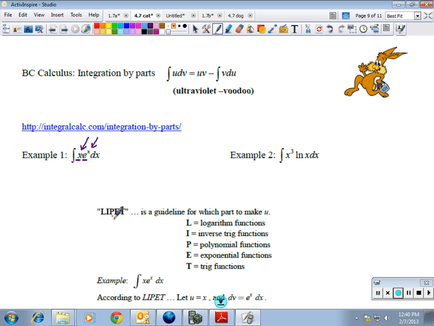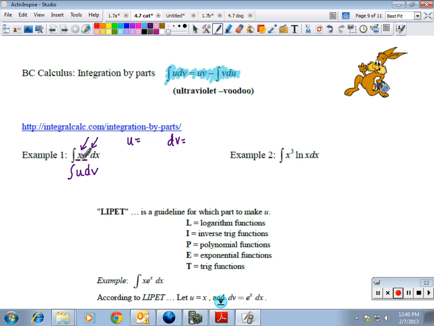So we use LIPET, which is just a handy little way to remember what to let be u, because we're going to be using the formula, the integral of u dv equals uv minus the integral of v du. And to remember that, we're going to say ultraviolet minus voodoo. That's just a stupid way to remember uv minus the integral of v du. So we start out and we let something be u and we let something be dv, because it's the integral of u dv. And to decide what we want to be u, if we have a log, we let that be our u. If we don't have a log, then we let our inverse trig be our u. If we don't have an inverse trig, then we go polynomial, and so on and so on.